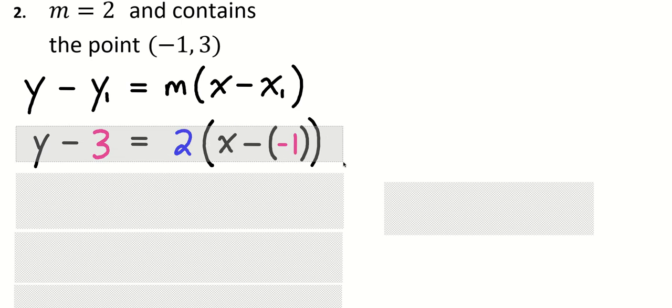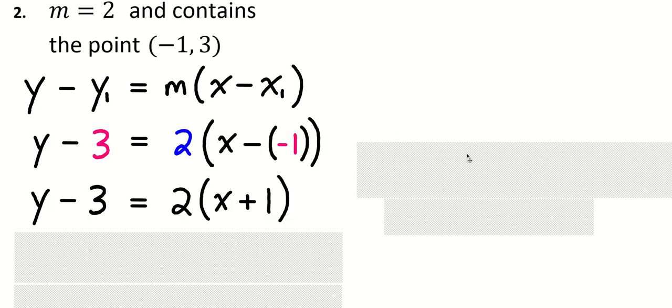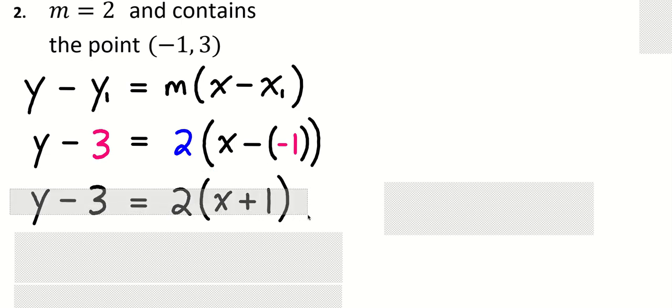So even though oftentimes you can get away with stopping right here, or maybe going one step further, instead of minus negative, just make it into a plus. It's the same thing, equal, so just saying x plus 1. Maybe you could go this one extra step to finish your answer in point slope form.